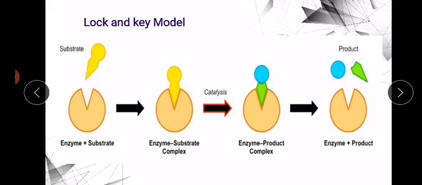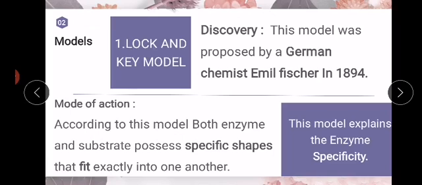Again you can see that there is no change in the shape or structure of the enzyme, whereas there has been a change in the substrate as it has been converted into products. So it is clear that this substrate and this active site both have specific shapes like a lock and key, due to which this model has been given the name lock and key model. And this also explains enzyme specificity.